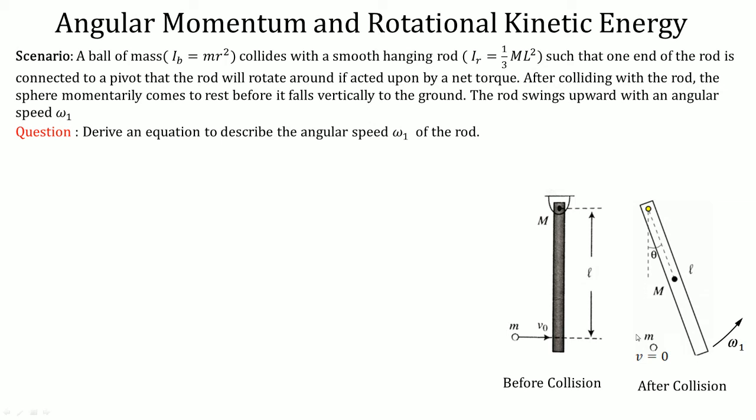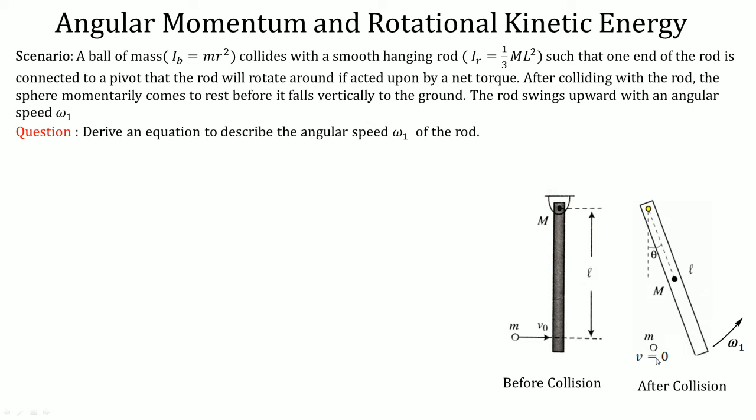moment of inertia for the ball, which is mr squared, collides with a smooth hanging rod. Its moment of inertia is 1/3 big ML squared, such that one end of the rod is connected to a pivot and the rod will rotate if acted upon by a net torque. After colliding with the rod, the sphere momentarily comes to a rest. So here it shows V equals zero after it hits it. And then it falls vertically down to the floor.